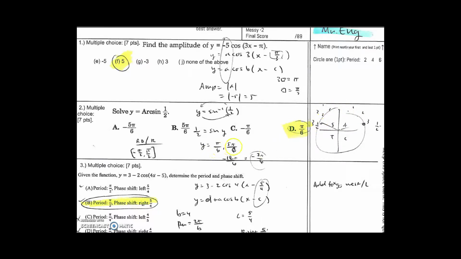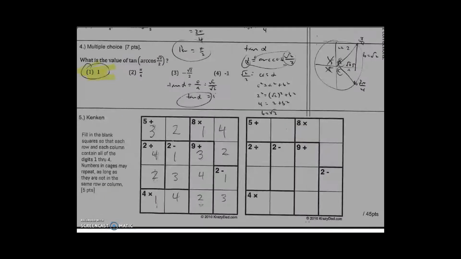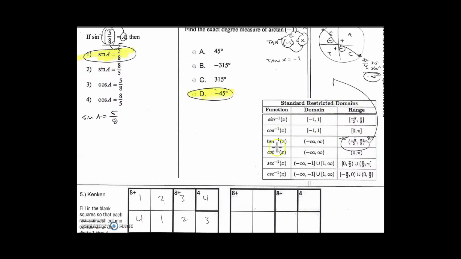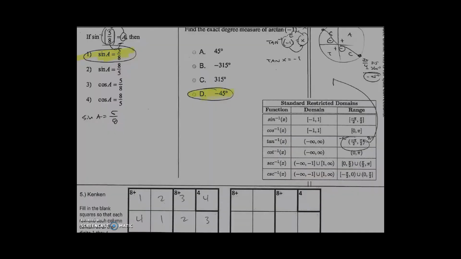Sine is 1/2. So here are my 2 answers, but the restricted domain for the inverse of sine is -pi over 2 to pi over 2. You should have had that on your formula sheet or memorized it. Let me show you guys version C. In version C, I actually just gave them the chart, so if you had version B and A, you had that in your own notes.